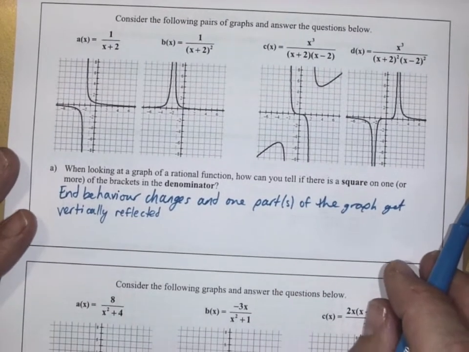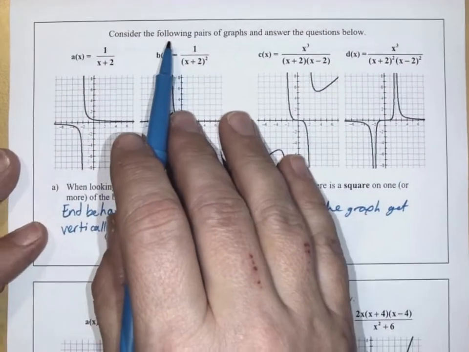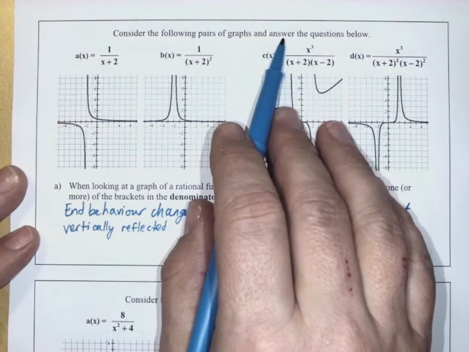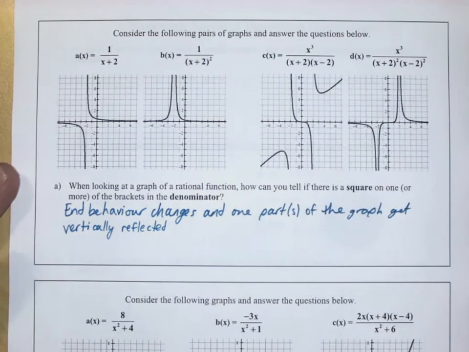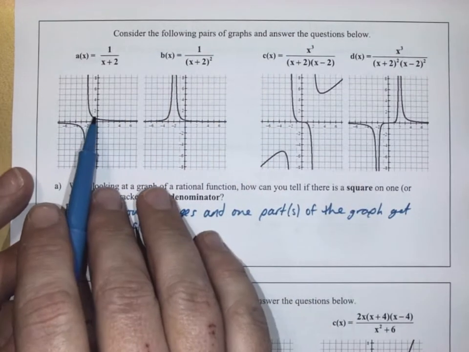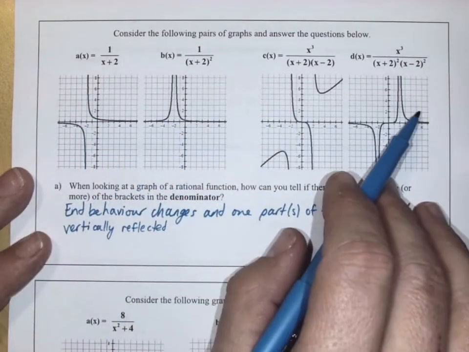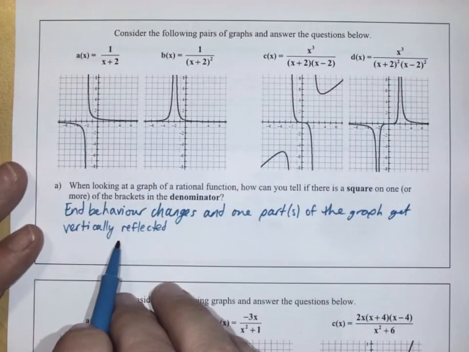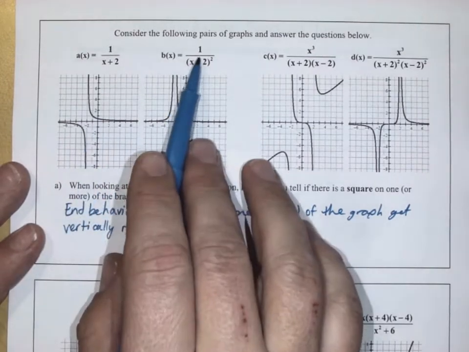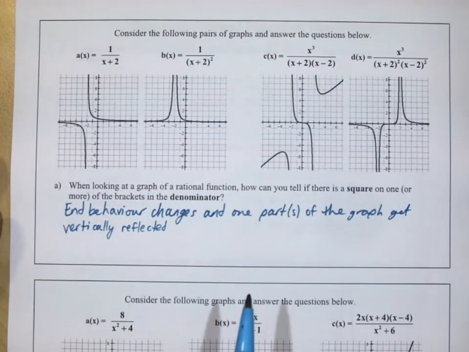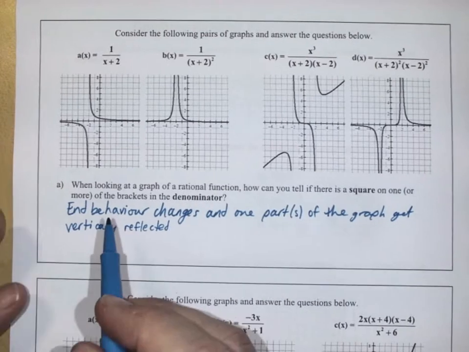Keep going with this. When you read the question, consider the following pairs of graphs and then answer the questions below. Make sure you pause the video at this point before I give the answer away, and have a chance to look at it yourself to see what's happening. Don't plow through and listen to the answer before you've actually tried to look at it yourself. So pause the video here. Here comes the answer though.